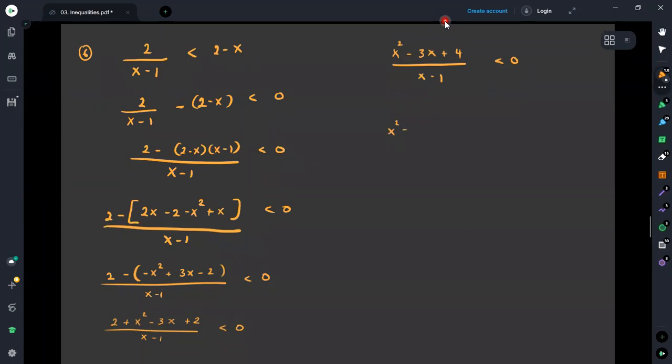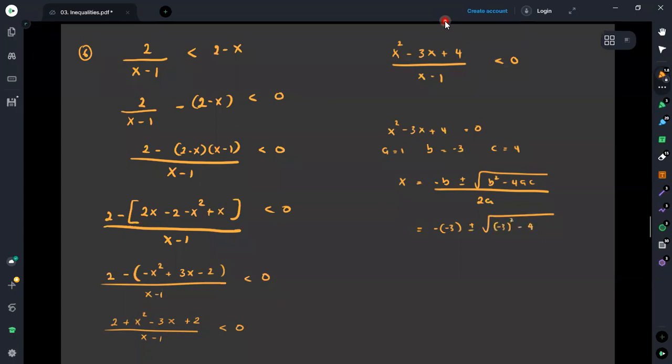If we take x squared minus 3x plus 4, here we'll equate this to 0. Therefore, we'll take a equals 1, b equals minus 3, and c equals 4. Then we'll get x equals minus b plus or minus square root of b squared minus 4ac, divided by 2a. Then we get minus times minus 3, plus or minus the square root of minus 3 to the power 2 minus 4 times a is 1, c is plus 4, then divide by 2 times a.